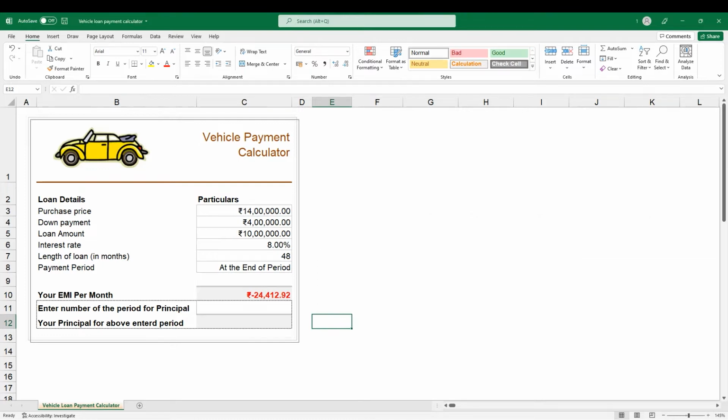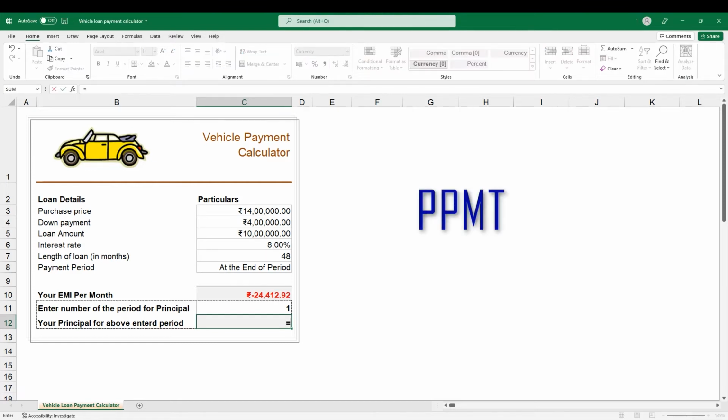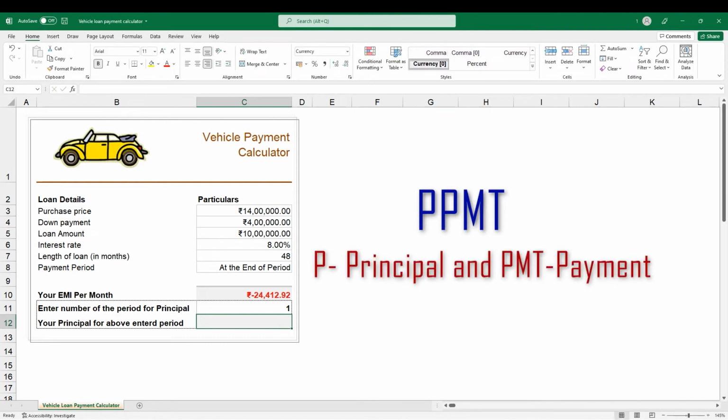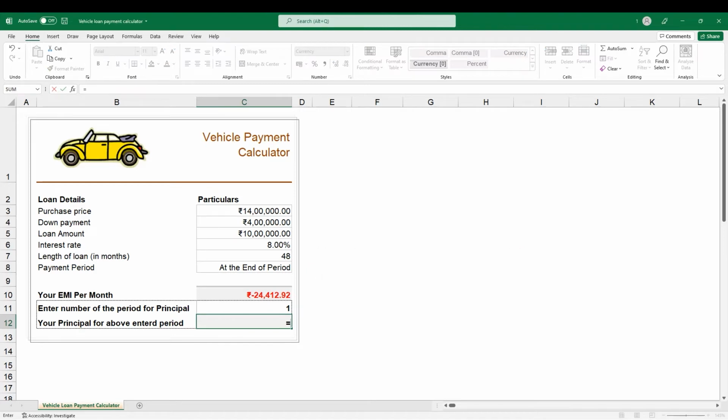Continuing with our example where we had calculated EMI in cell C10, in cell C11 we entered 1 since we want to calculate the interest portion that Mr. XYZ is required to pay on their first installment. In cell C12, we are going to calculate the principal portion of the installment for the requested period. We are going to use the MS Excel formula PPMT. P means principal and PMT means payment. In cell C12, we will write equal to, bracket open.